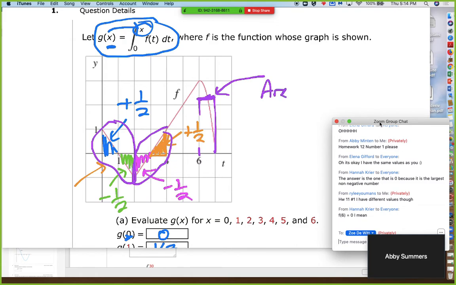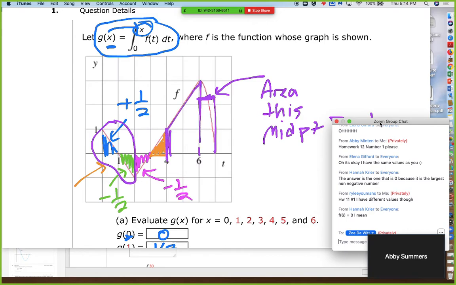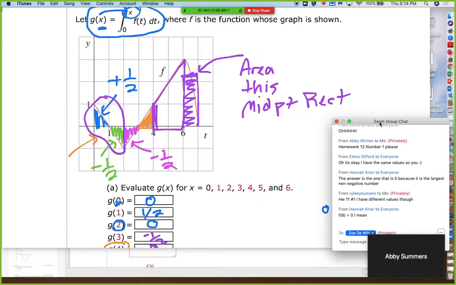So the area of this midpoint rectangle would be added to what you already have for the other regions that are in here. And where I'm at right now is I'm all the way to 4, and my net is 0. And so if I could find the area of this chunk right there, and then just add to it this midpoint rectangle, then I'd be finished.